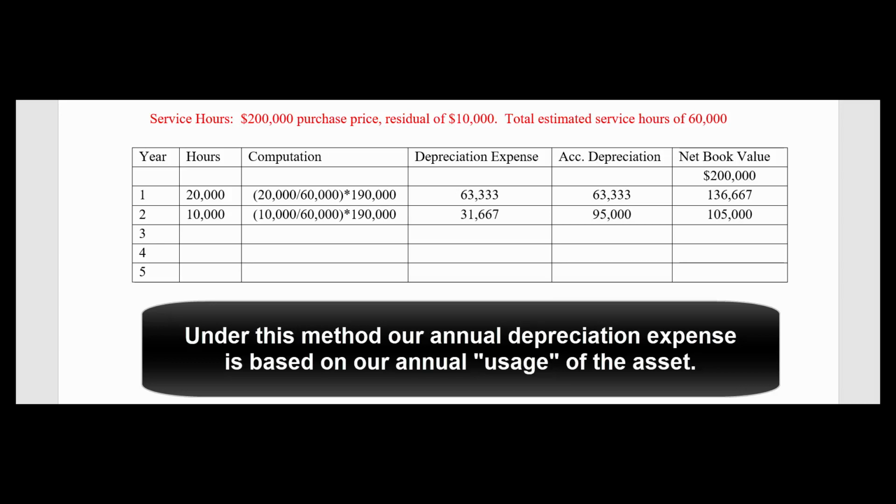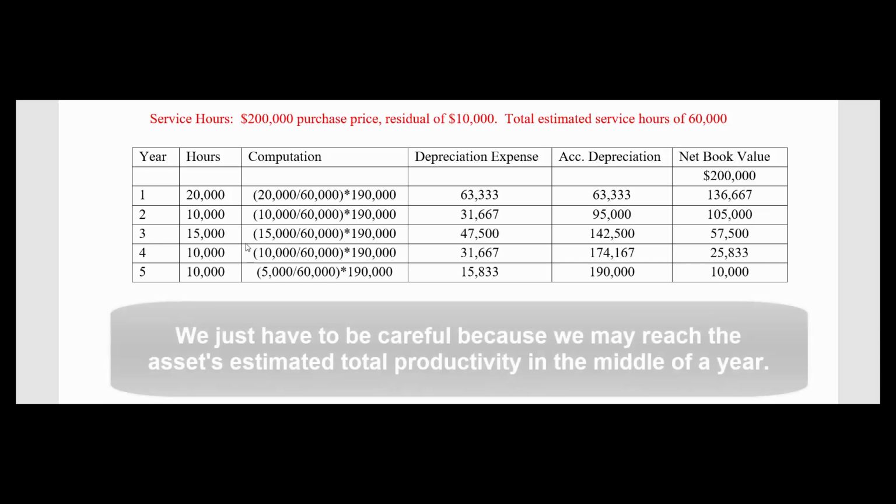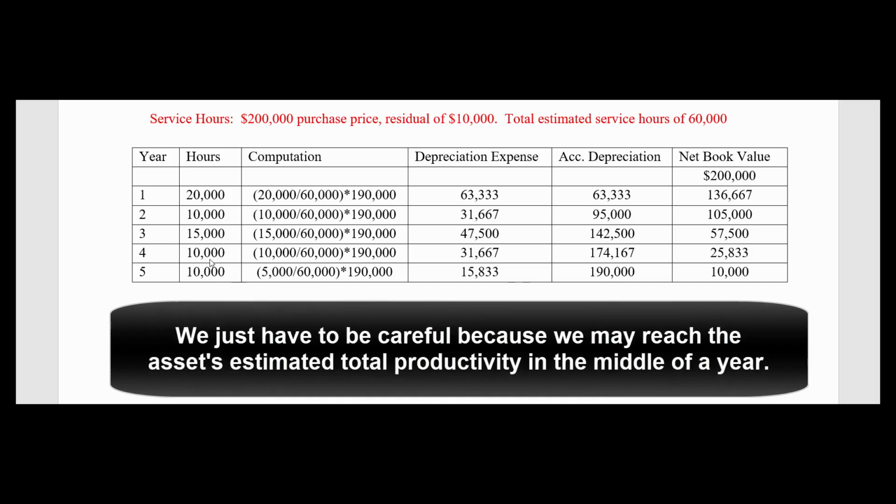Then the next year we run it for 10,000 hours, 10,000 divided by 60,000 times the 190 gives us 31,667. Accumulated depreciation of 95, 200,000 minus 95 gives us net book value of 105. And we just keep going along that way. You have to be careful when you get to year 5. In this example, you hit 60,000 service hours about halfway through the year.